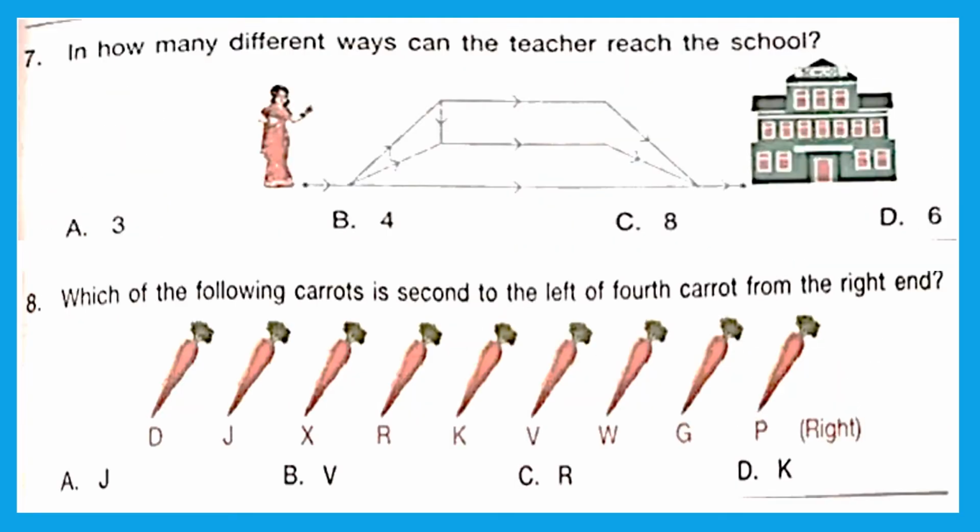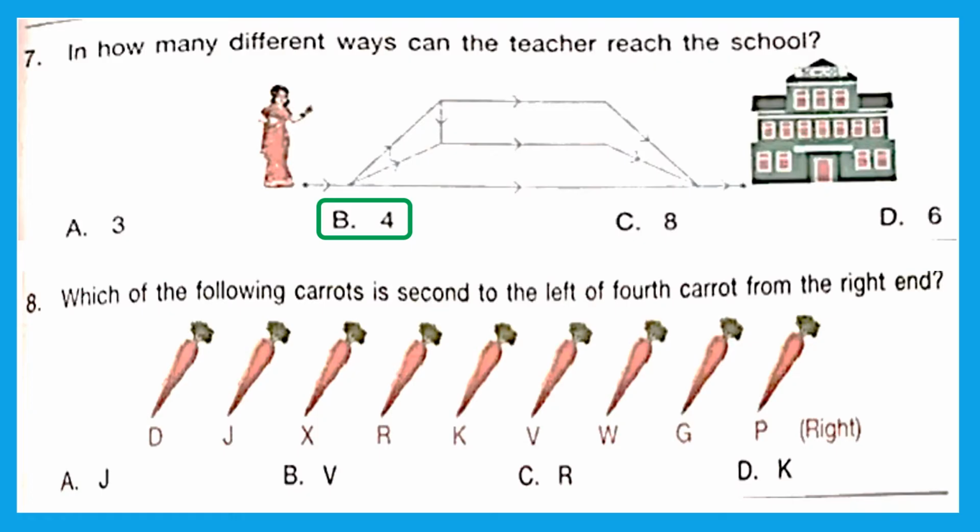Question 7. In how many different ways can the teacher reach the school? There is a teacher and there is a school and there are some ways. Arrows are given to guide you in which direction you can move to make the different ways. Let's see the first one. First one would be straightforward. Then second one would be this. And then third one would be this. And then we will have fourth one, which will be this. We will have only 4. So option D is the right answer.